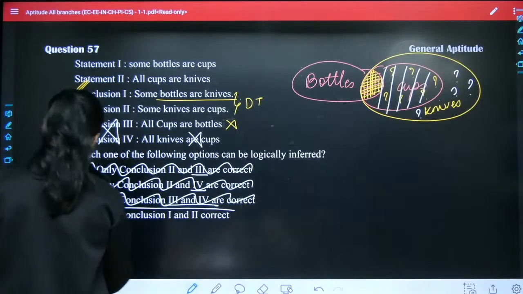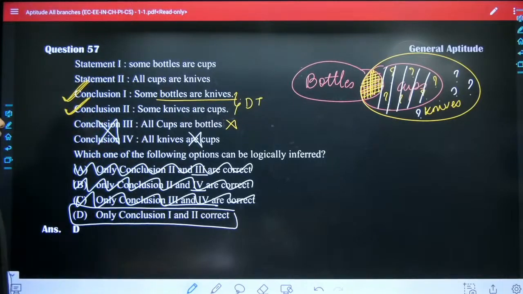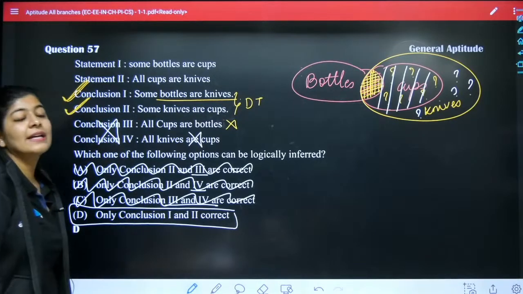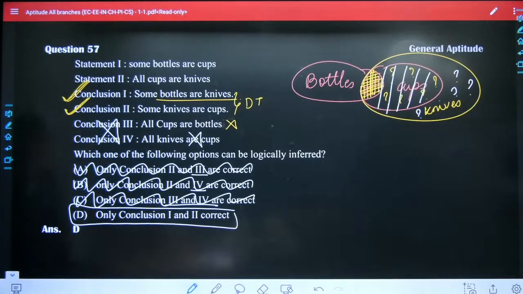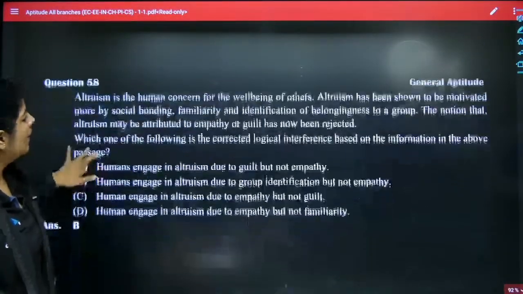The correct answer is option number D. Only conclusion 1 and 2 follow. Only conclusion 1 and 2 are correct, right? Clear? Okay, now let's move to the very next question.